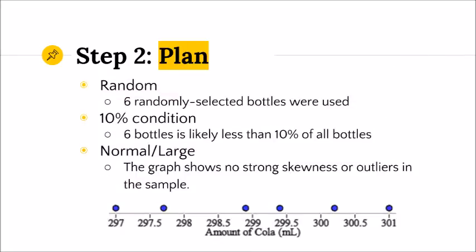The random condition for this problem is met because they use 6 randomly selected bottles. The 10% condition is met because 6 bottles is likely less than 10% of all bottles. For the normal/large condition, we will draw a graph because 6 is not greater than or equal to 30. Because the graph shows no strong skewness or outliers in the sample, the normal/large condition is met. We can perform a one-sample t-test.